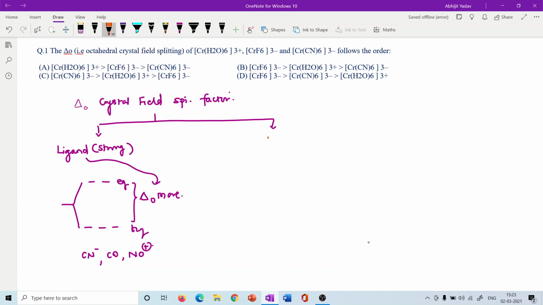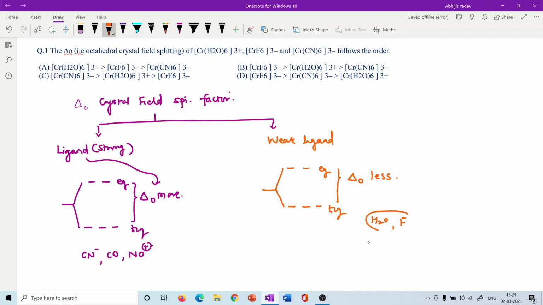Whereas in case of the weak ligand, this is Eg, this is T2g. Now this gap is less, delta zero is less. So we have to see the crystal field splitting. When delta zero is less, the ligands are weak ligands. Water is there, then fluoride is also a weak ligand.